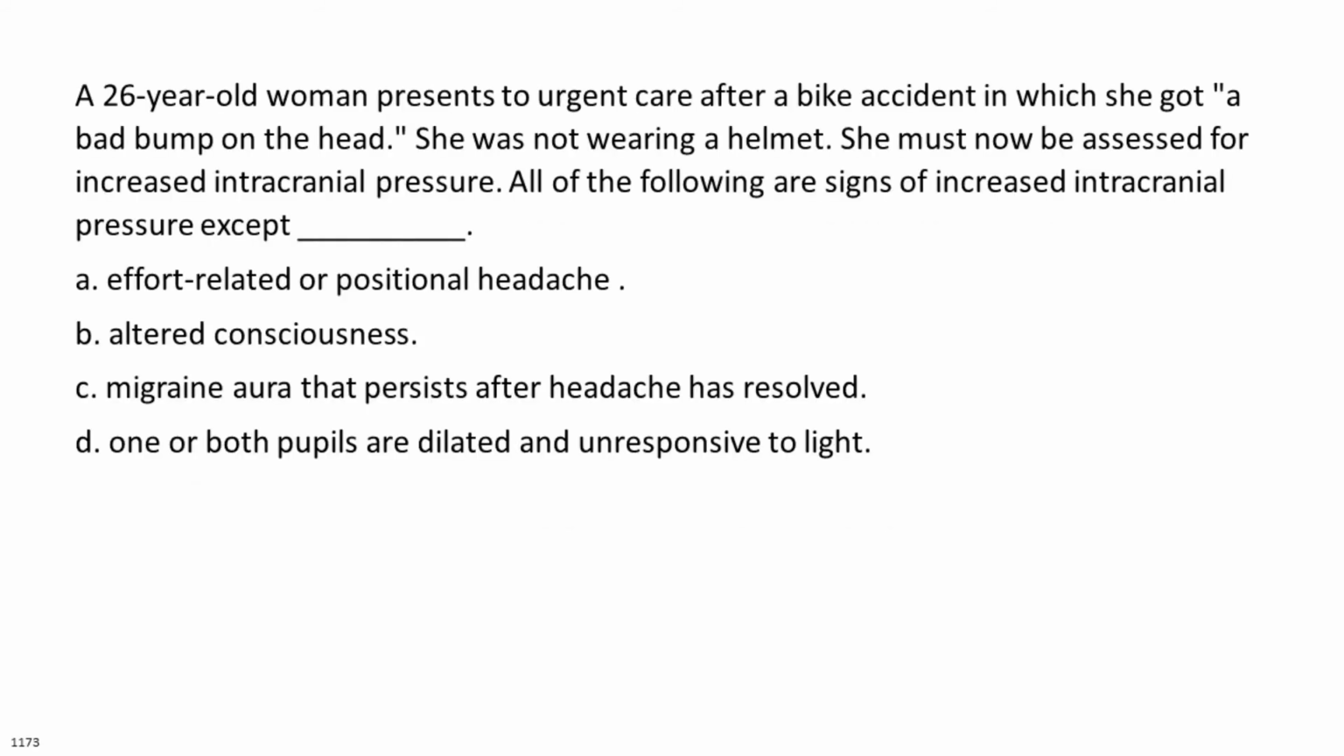A 26-year-old woman presents to urgent care after a bike accident in which she got a bad bump on the head. She was not wearing a helmet. She must now be assessed for increased intracranial pressure. All of the following are signs of increased intracranial pressure except dash. A. Effort-related or positional headache. B. Altered consciousness. C. Migraine aura that persists after headache has resolved. D. One or both pupils are dilated and unresponsive to light.